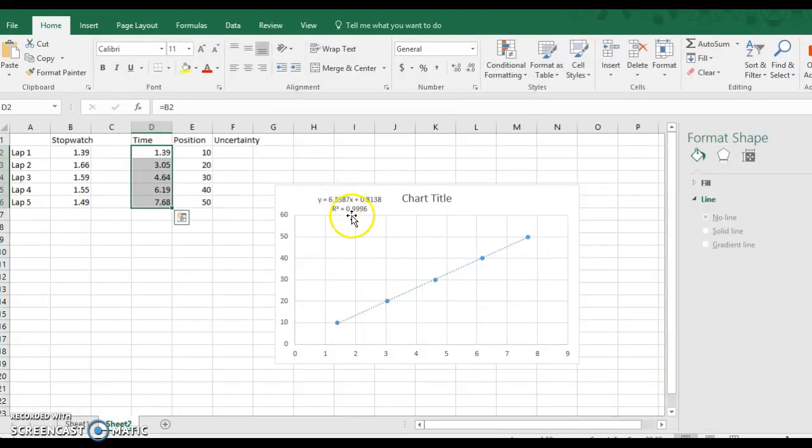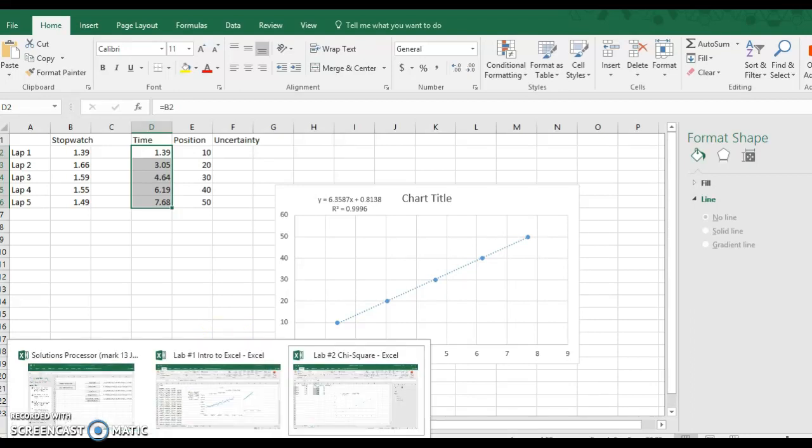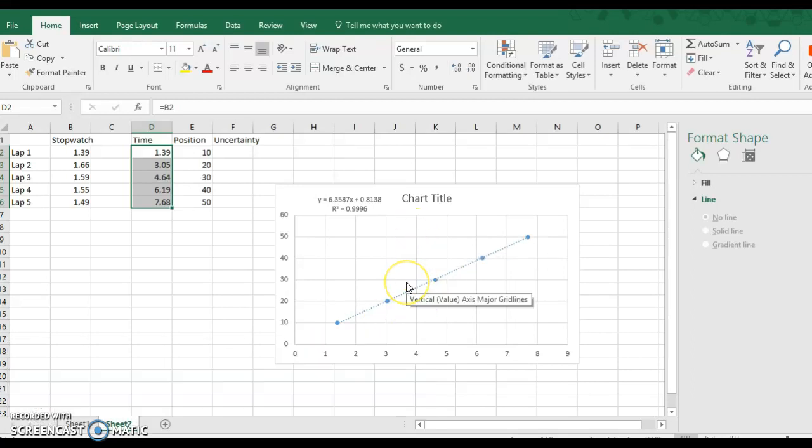So the slope of my graph here, 6.3587, represents the velocity that the bubble in the tube is moving with. And so that's why plotting is such a powerful tool, because it allows you to draw physical conclusions. I don't have to measure the velocity directly to actually calculate it. So what we would say is that the velocity of the tube is 6.3587.